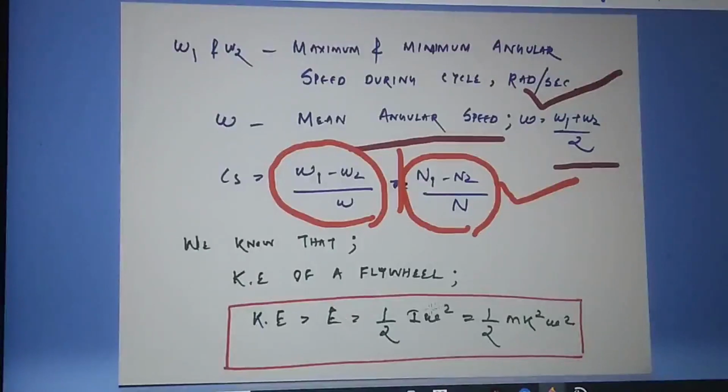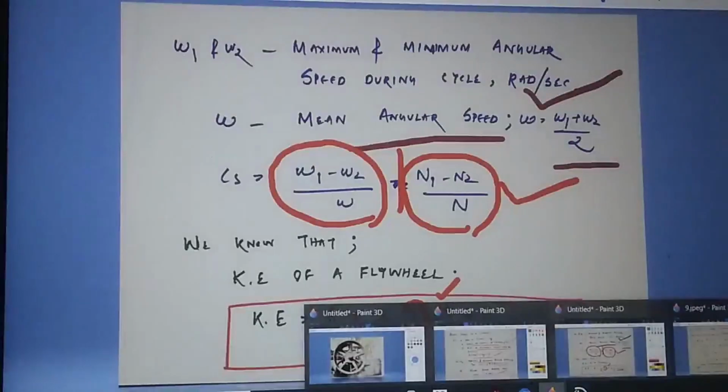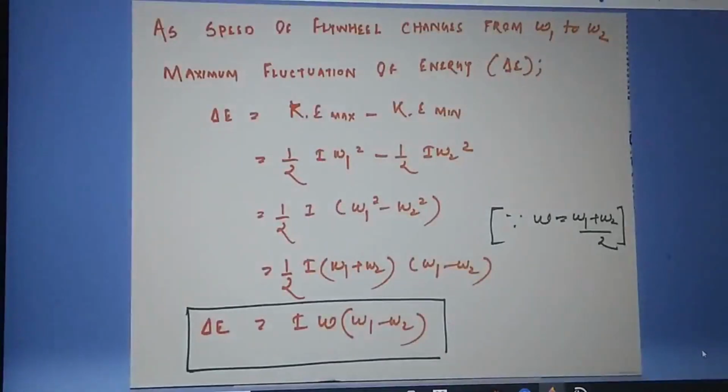The kinetic energy of a flywheel, you know, is half mv square. Here the mass moment of inertia is replaced by the symbol I, so half I omega square, and moment of inertia in terms of radius of gyration is mk square, so half into mk square into omega square. This will be the expression for the kinetic energy. But when the flywheel angular velocity changes from omega 1 to omega 2, it will be like this.